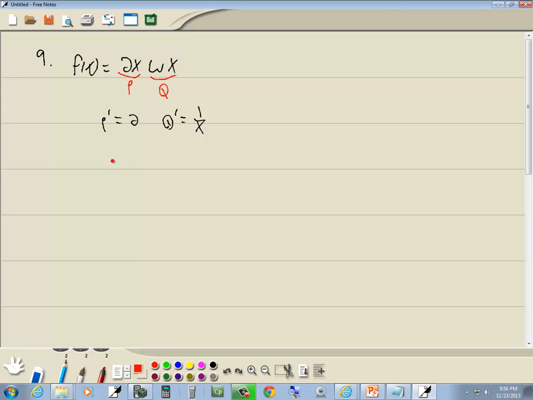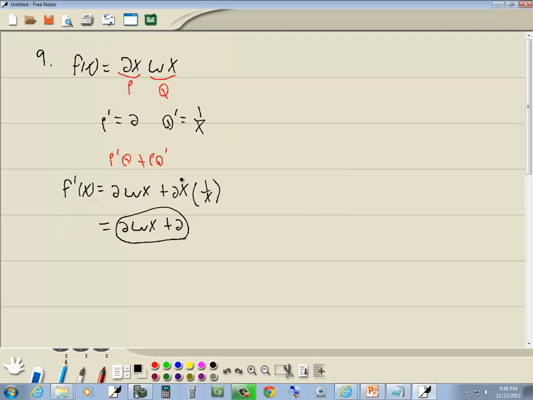So our formula says p prime q plus p q prime. So f prime is going to equal p prime, which is 2, times q, which is natural log of x, plus p, which is 2x, times q prime, which is 1 over x. So that gives us 2 natural log of x. Those x's cancel, and we've got plus 2.